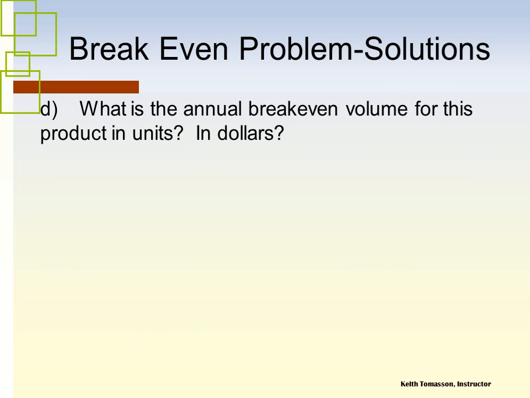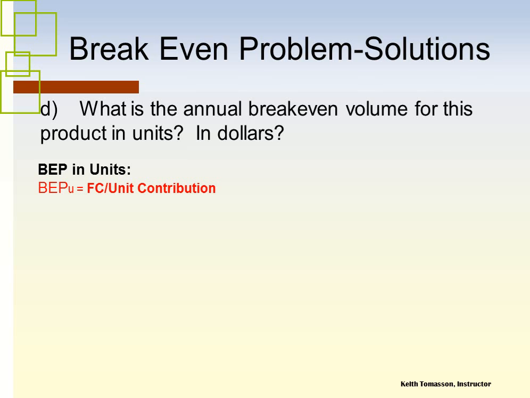So once we've understood what our total fixed costs and our total variable costs are, we can now calculate the break-even point, both in terms of the number of units and in terms of the number of dollars in sales. So let's take a look at the break-even point in terms of the number of units. We know from our formula that the break-even point in units equals the total fixed costs divided by the unit contribution.